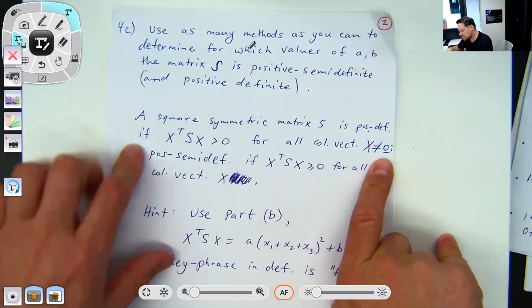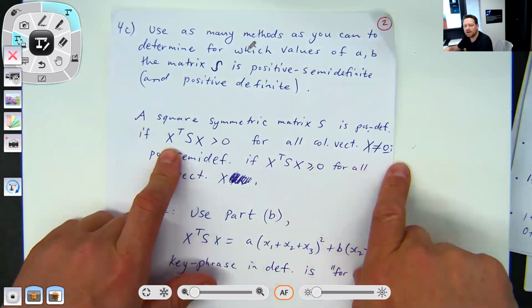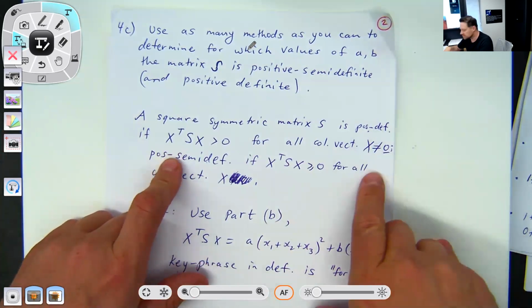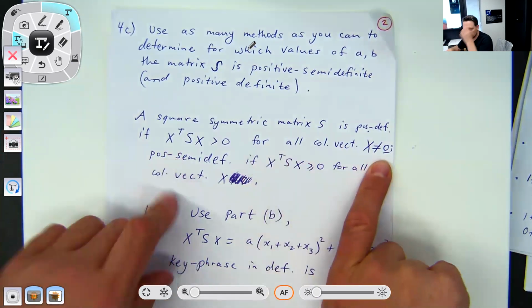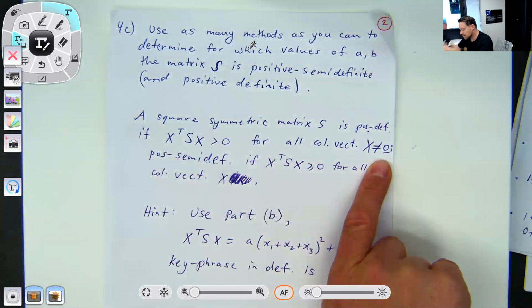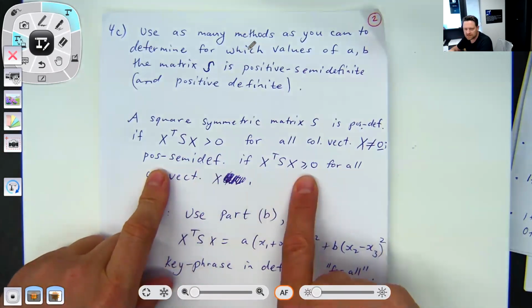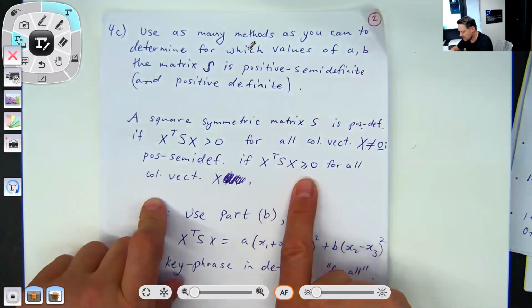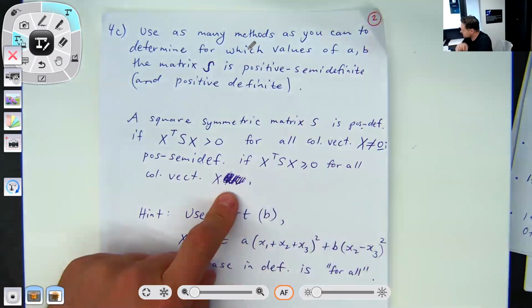Because remember, if x is treated as a row vector, then you get something different, right? So it's a column vector, so it's got to be non-zero, and the key word here is for all non-zero column vectors. Okay, so positive semi-definite if this is greater than or equal to 0 for all column vectors, and you don't have to have x non-zero. So I've scribbled that out, accidentally having written that.